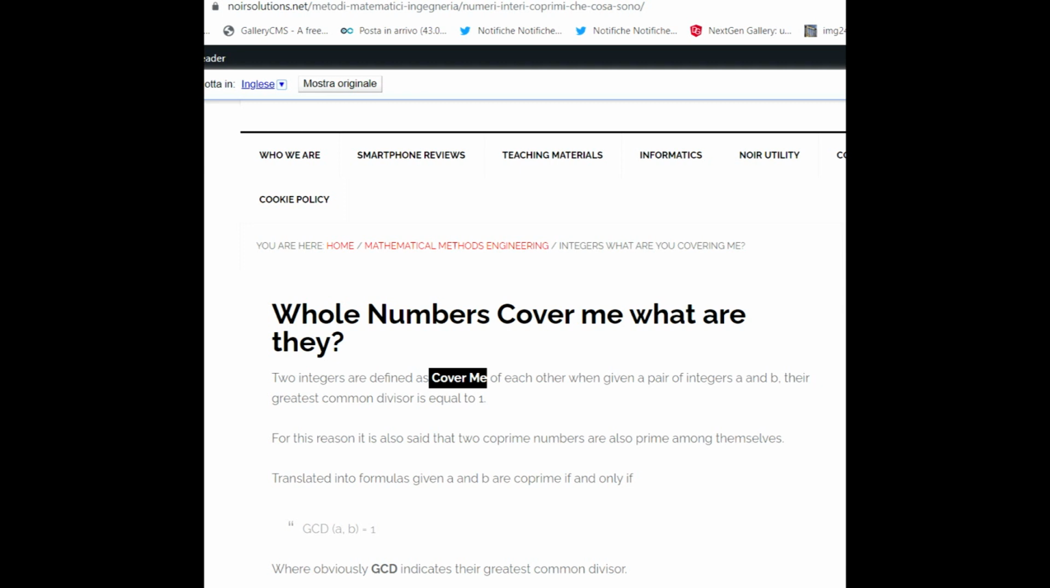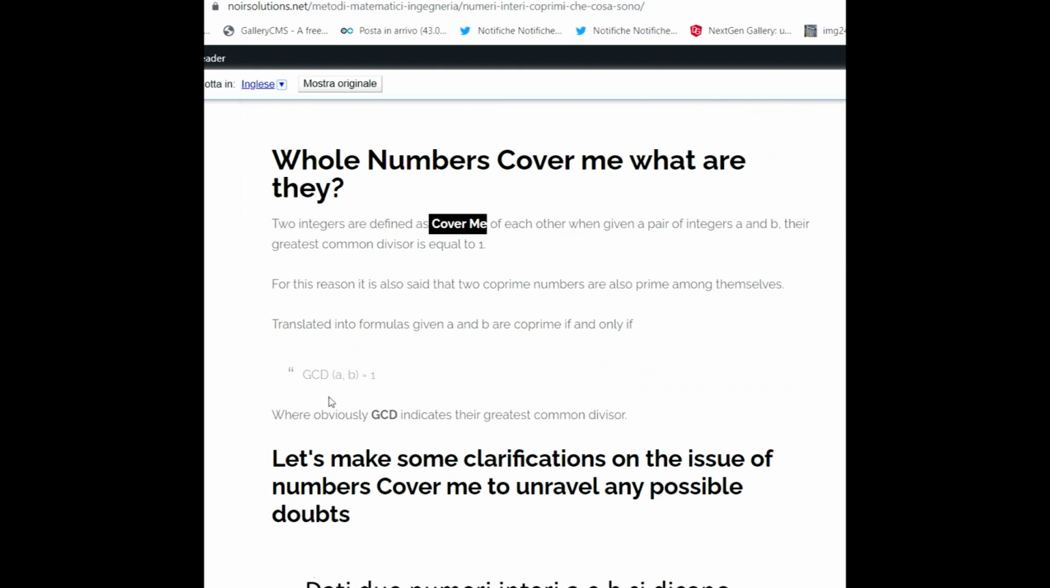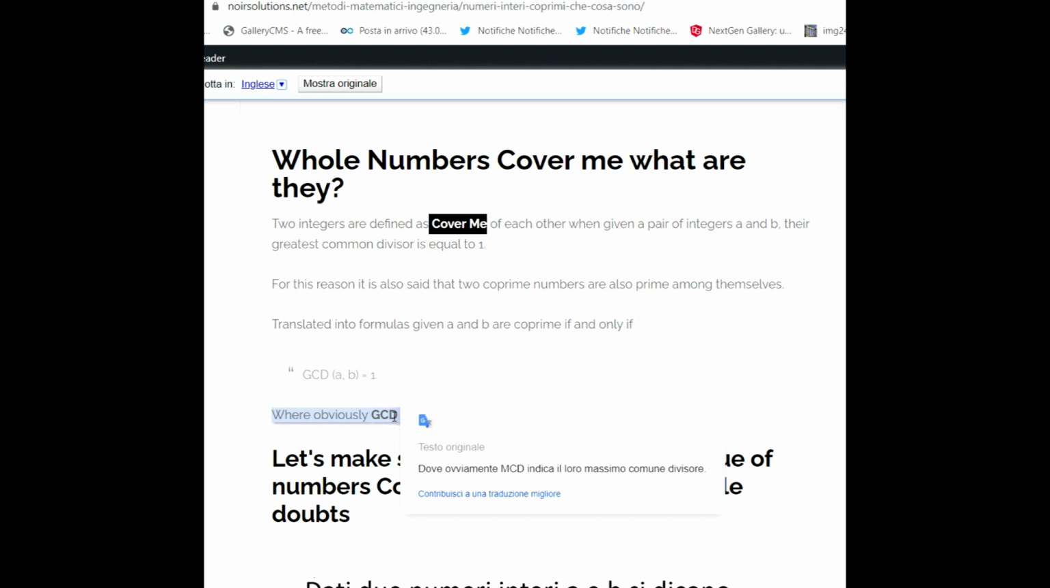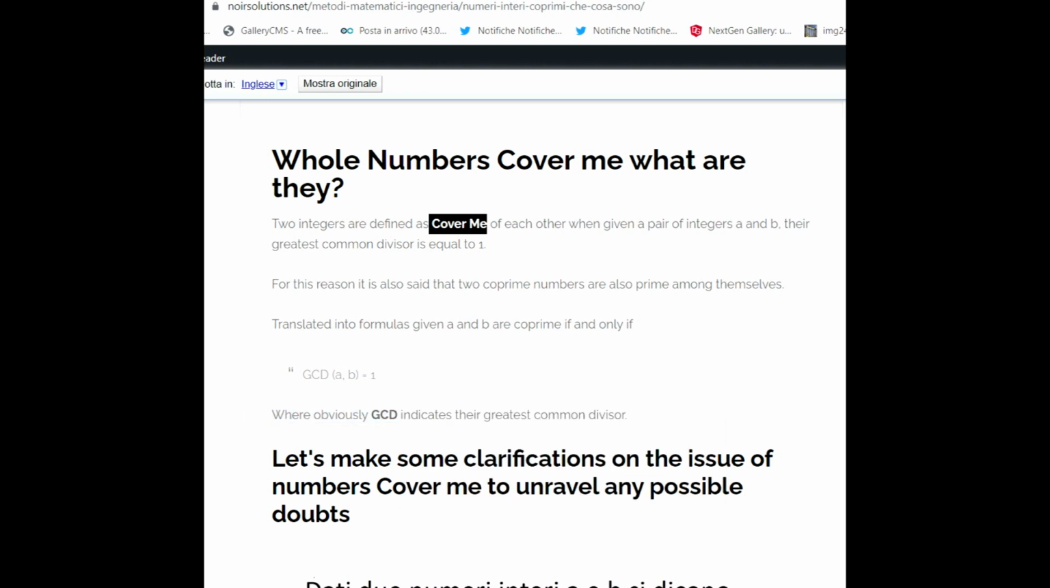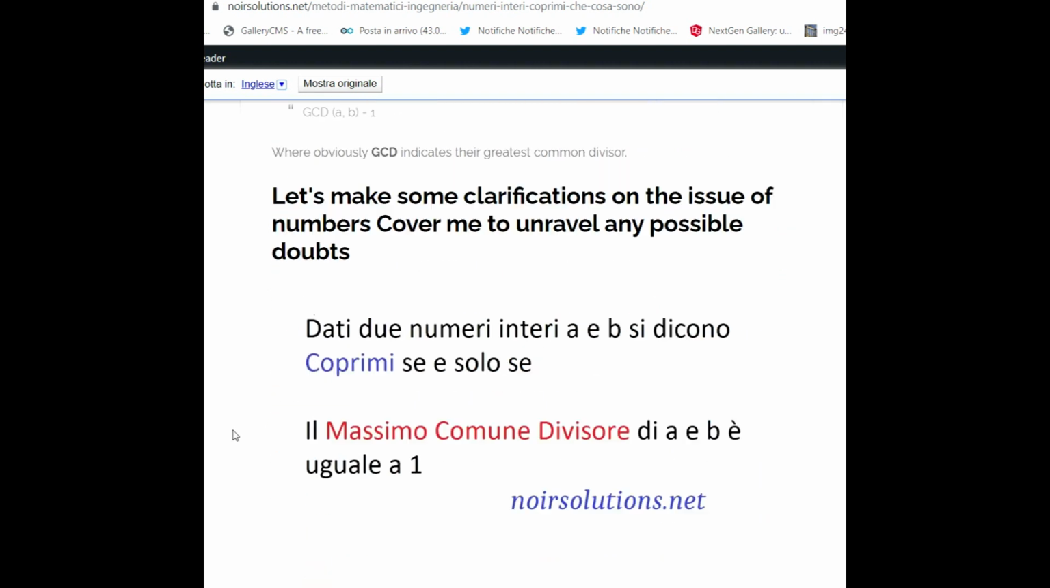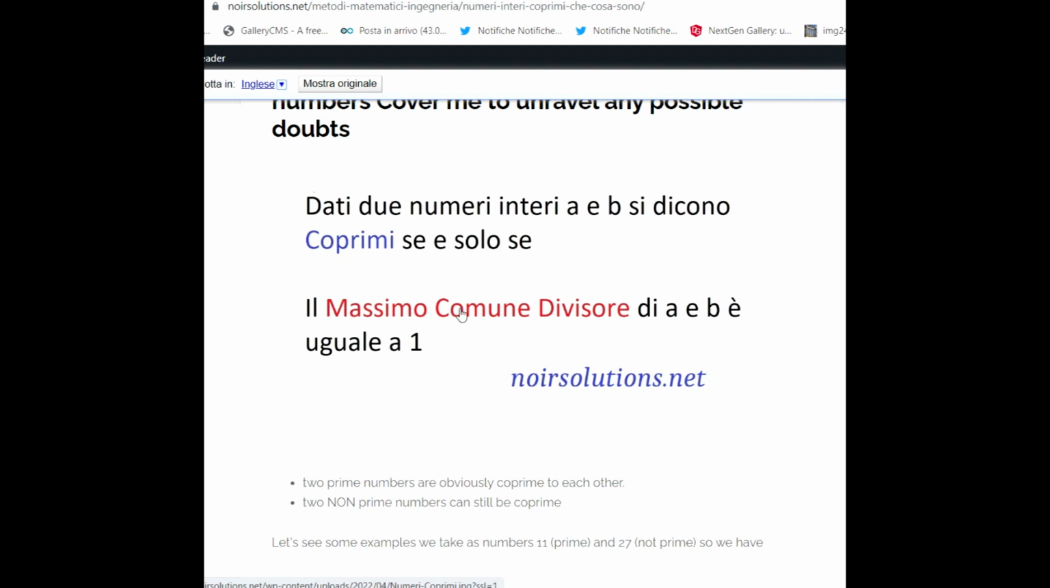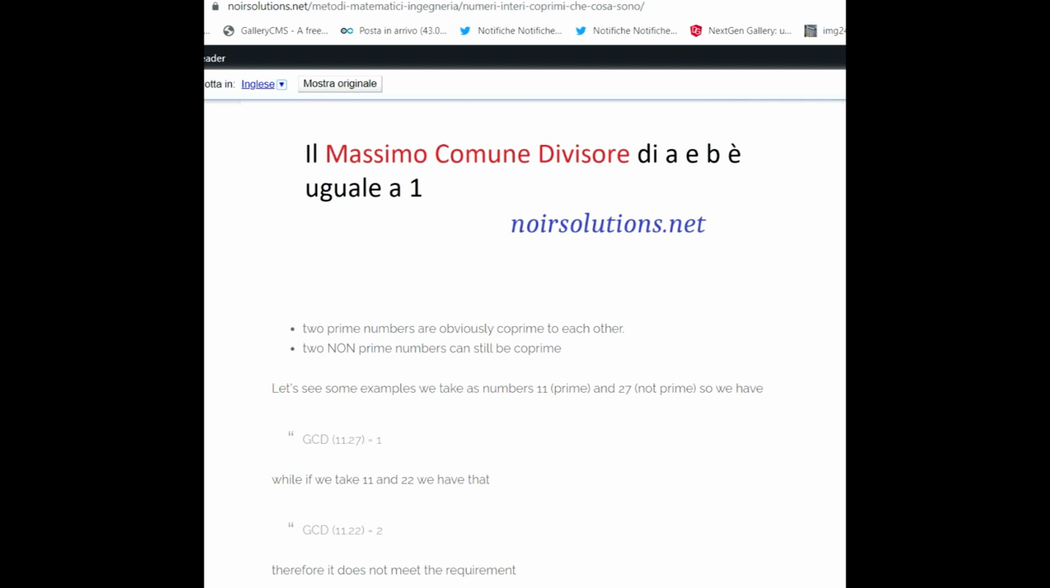Translated into formulas, given a and b, they are coprime if and only if GCD (in Italian MCD, maximum common divisor) is 1. Two prime numbers are obviously coprime to each other. Two non-prime numbers can still be coprime.